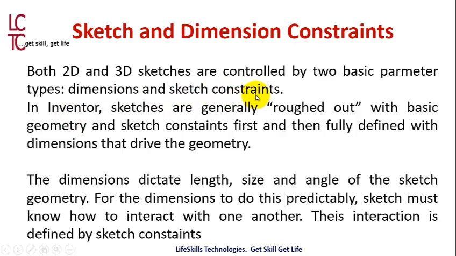Then we have sketch constraint. If two lines are not perpendicular, there is a tool that can align them perpendicularly automatically. If two lines are not coincident or they are not tangential to each other, in Inventor, we have sketch constraints that can make them behave the way you want them to behave. So, in sketching in Inventor, we are going to be working with dimension constraint and sketch constraint. Now, generally in Inventor, you start with a rough sketch using basic geometry. Then you add constraints. Then you fully define your sketch with dimensions.